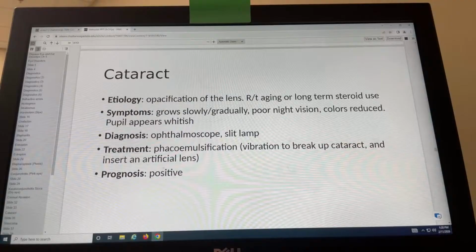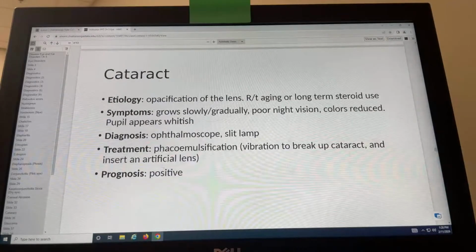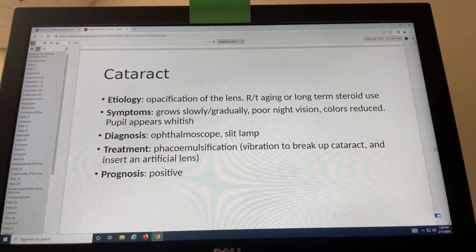Diagnostic wise, if it's like this, you can obviously just look. You don't have to use any crazy diagnostic tools, but you can also catch them early. That's why regular eye checkups are important. They can just use their ophthalmoscope, look in the eye and see, oh, it's starting to look a little cloudy. Or a slit lamp, where they look more in depth at the structures.